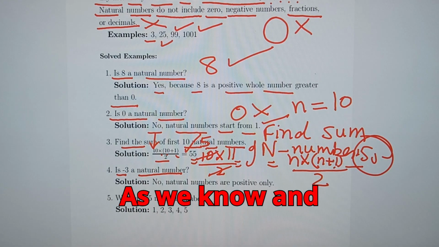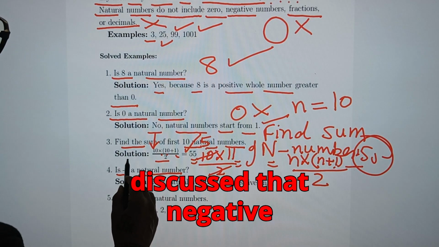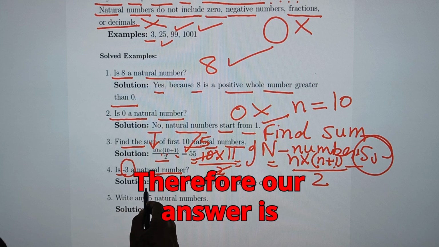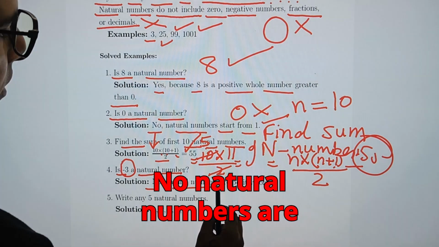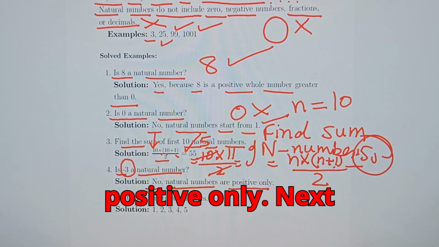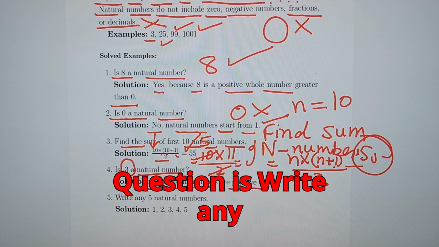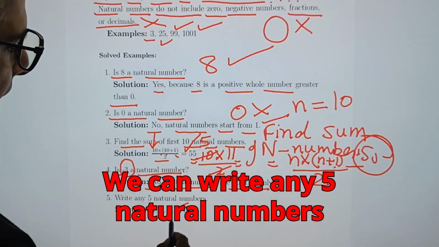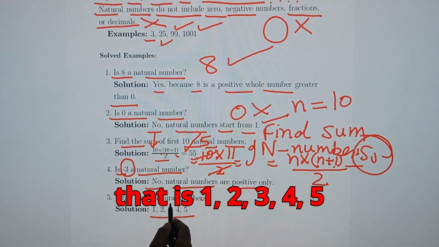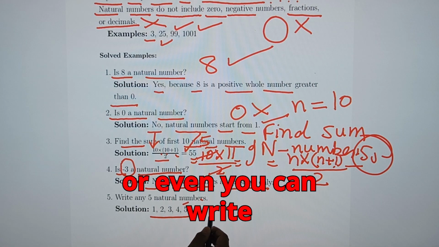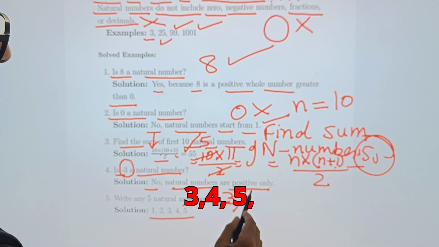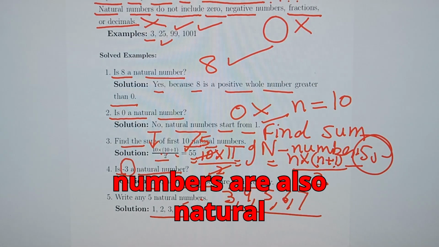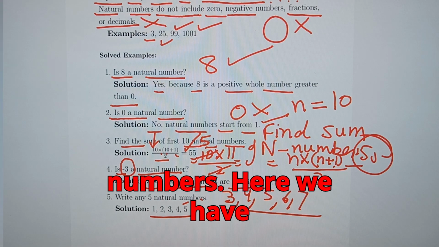Now our next question is: is minus 3 a natural number? As we know and discussed that negative numbers are not natural numbers, therefore our answer is no, natural numbers are positive only. Next question is write any 5 natural numbers. We can write any 5 natural numbers, that is 1, 2, 3, 4, 5, or even you can write 3, 4, 5, 6, 7, as these numbers are also natural numbers.